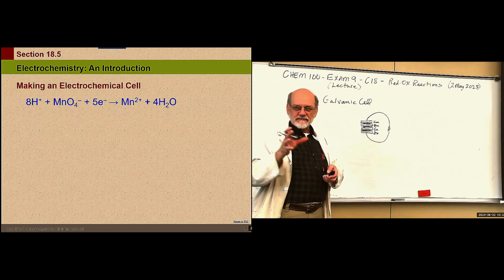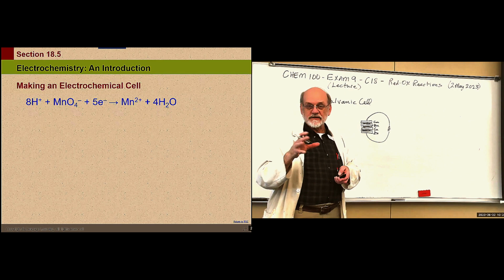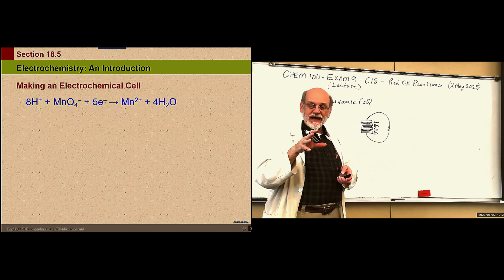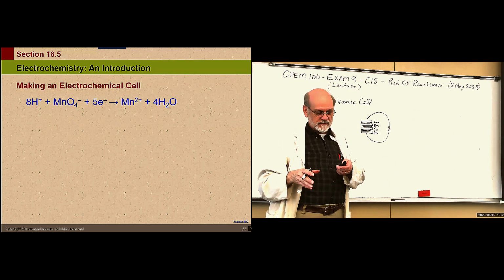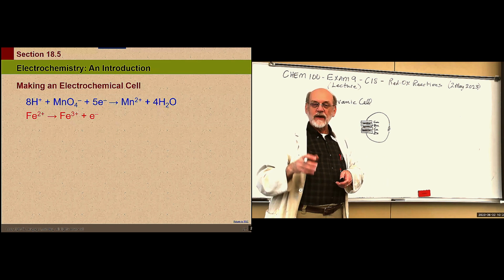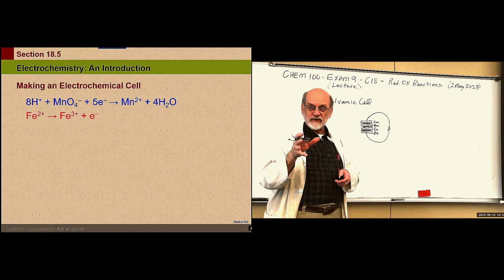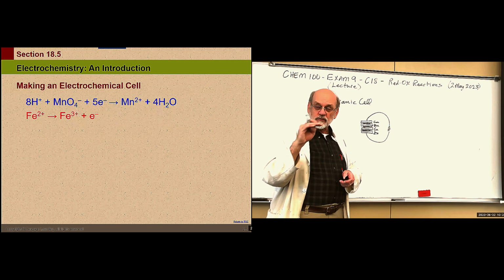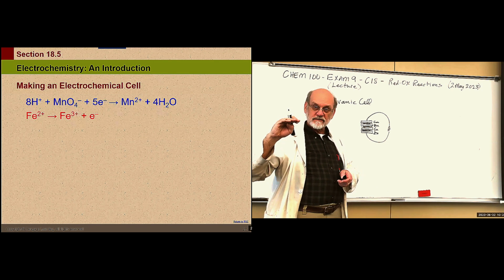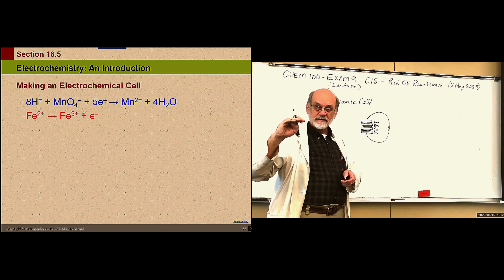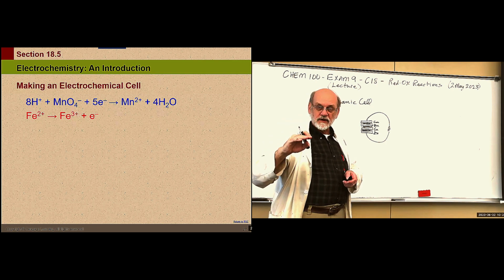So here we have this half cell, this manganate ion to Mn2+ on one side, and we're going to combine it with Fe2+ and Fe3+ plus electrons. So the first one, the blue one, is the reduction, right? And the red one with the iron is the oxidation.